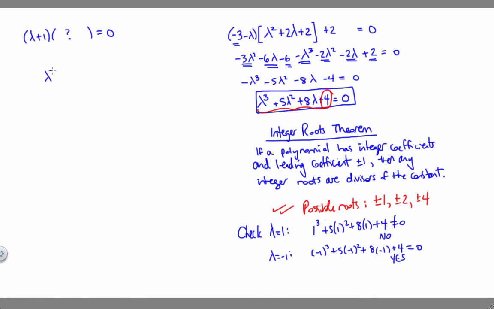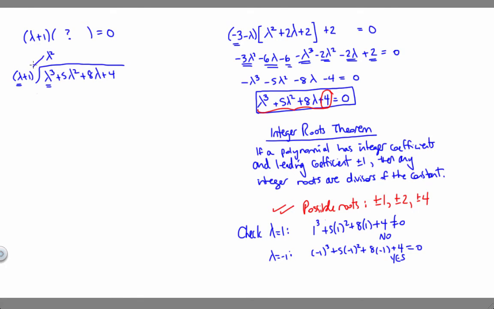So we'll take our polynomial, lambda cubed plus 5 lambda squared plus 8 lambda plus 4, and we're going to divide it by lambda plus 1. So we're going to ask how many times does lambda go into lambda cubed? Well, it goes in lambda squared times. We're just really going lambda cubed divided by lambda gives us lambda squared.